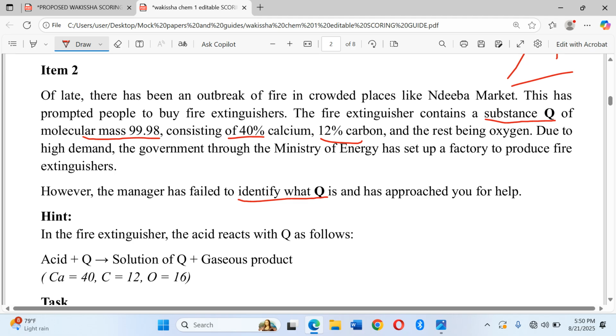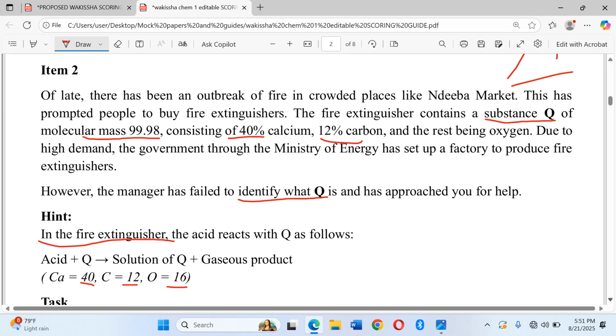Hope we are moving together. You can even pause, you first read through the question again, and then you even first try it out before looking at my responses. Hint, they have given you the hint. In the fire extinguisher, the acid reacts with Q as follows. So acid, when it reacts with Q, it forms a solution of Q and a gaseous product. They have even given us the RAM for calcium, RAM for carbon, and RAM for oxygen. I believe we are seeing it very well.